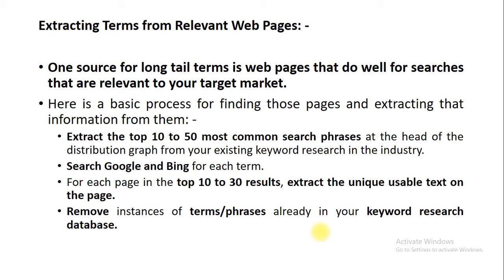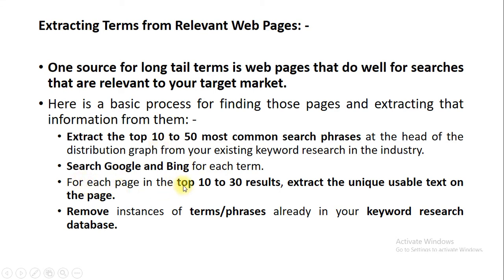Number one, extract the top 10 to 50 most common search phrases. So first of all, you need to list out and extract the top 10 to 50 common search phrases. Next, search Google and Bing for each term. You need to run a search using the Google and Bing search engines for each term which we have listed here.